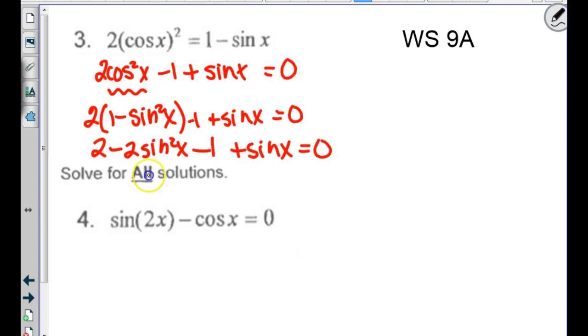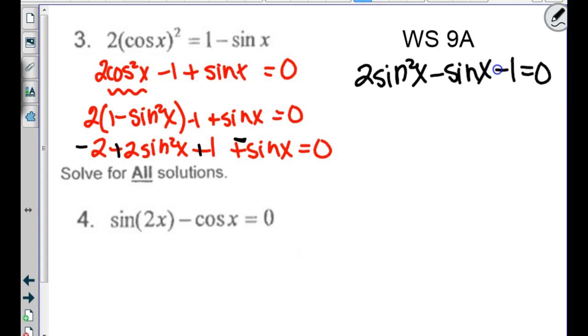Okay, I'm going to distribute the 2. Can I change the signs, guys, so my squared is positive? So I'm going to do this real quick. So I have a 2 sine squared minus the sine x. And then I have a negative 2 plus 1 would be a negative 1. All right, so 2n squared minus n minus 1. Factor that for me.